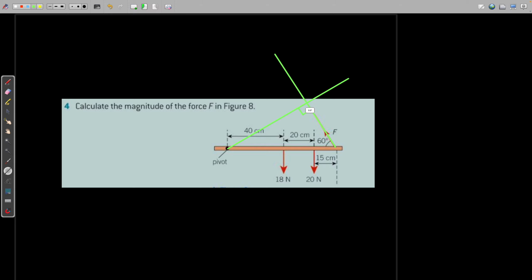That right angle now forms a triangle, so you can use trigonometry. For that, you'd have your hypotenuse, which is the length of the beam, and this is the angle, so this would be the opposite, and that would be the adjacent. Then you can find the perpendicular distance, which would be this distance here, and use that to find the moments.